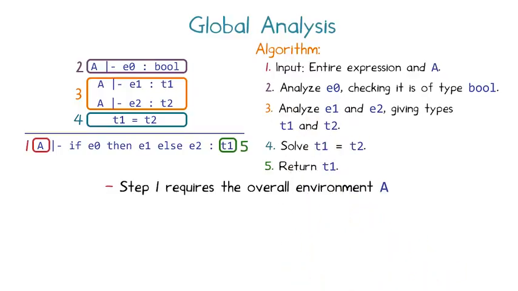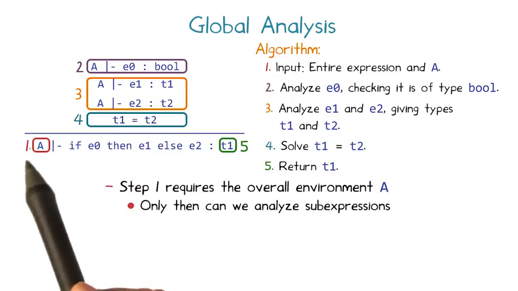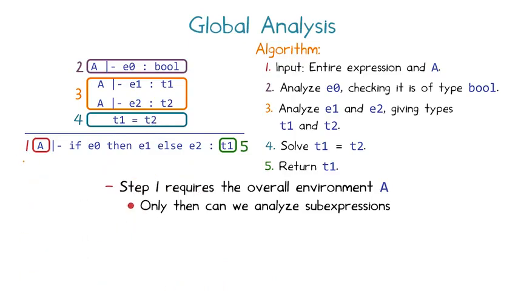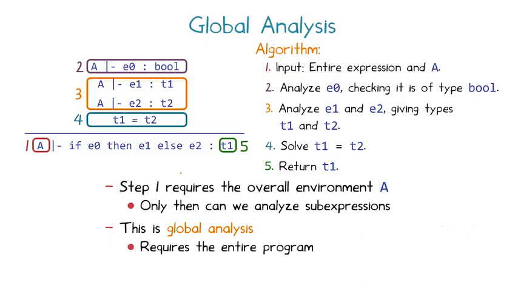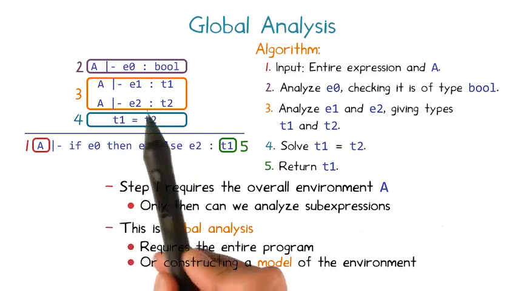Notice that step 1 requires the overall environment A, not just the particular expression being analyzed. Only then can we proceed to analyze the sub-expressions of the given expression. Intuitively, this environment A summarizes the result of the analysis of the remainder of the program in which this expression itself is a sub-expression. This particular style of analysis is called a global analysis or a whole program analysis, since it requires the entire program, or providing a model of the environment. It is also called top-down analysis, since it begins at top-level expressions and descends into sub-expressions.